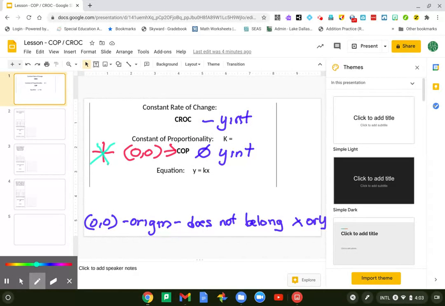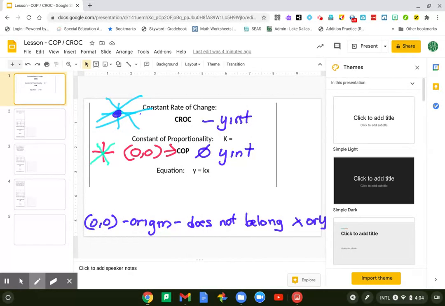If a line goes through any other point on the graph, like that, like that, like that, but it never, ever goes through the center, then it's a constant rate of change.